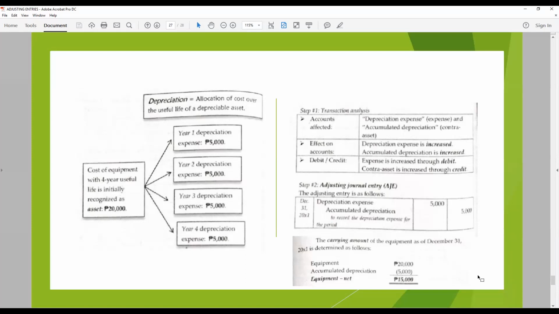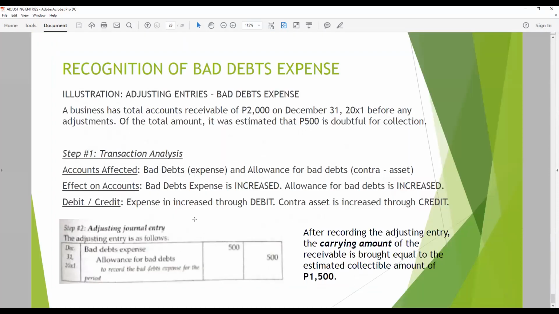So it's all about estimate also. It's all about accounting judgments also in the part of management, how they see, how they believe the asset is useful, how many years it will be useful for. So ganun.